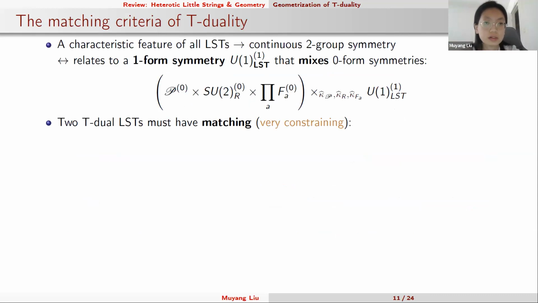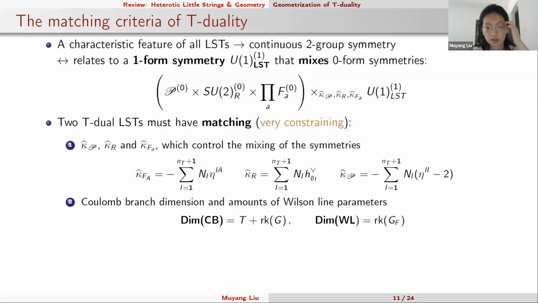Given the interpretations of the T-dualities in the geometry, I hope to recap a little bit about the matching criteria we proposed to identify T-dual partners. This is coming from the so-called continuous two-group symmetries that exist in all little string series, namely that we mix the one-form symmetry U(1) with various types of zero-form symmetry, such that we require that the two T-dual string series must have the following matching criteria.